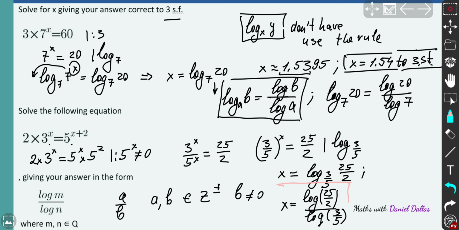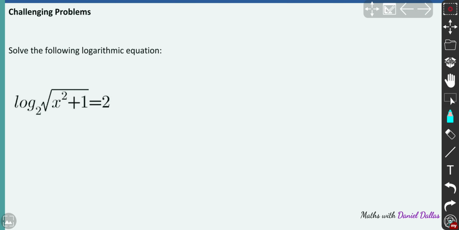So we wrote the final answer for x in the form log m over log n, where m and n are rational numbers. 25 over 2, that stands for m, so m is 25 over 2, and n is 3 over 5. All right, so both answers completed. So here is the first one, and here is the second one. And we'll go next to the last equation.